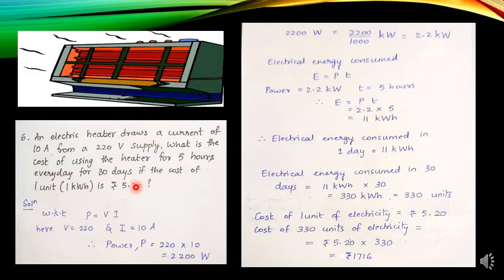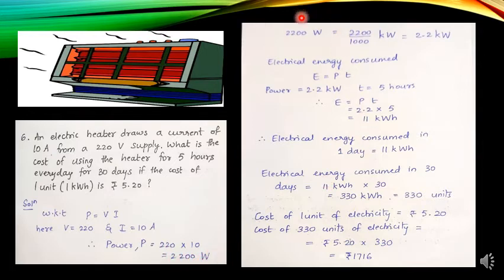From the given information, first we shall make note of the given values. Here V is 220 volts and I is 10 ampere. Using this you can find the power. What is the formula for calculating power when you know V and I? P is equal to VI. Substituting, it is 220 into 10, which is 2200. What is the unit? Watts. So power is 2200 watts.